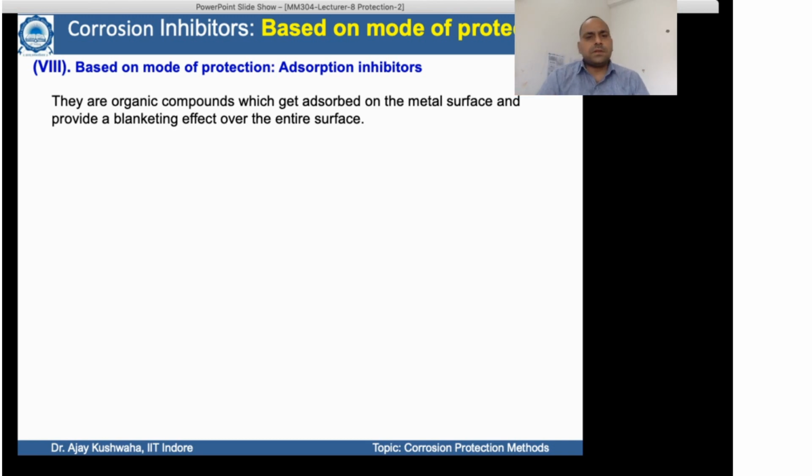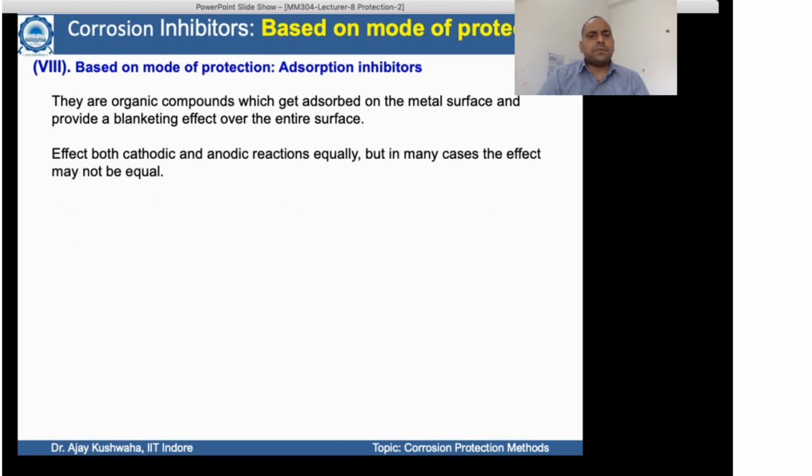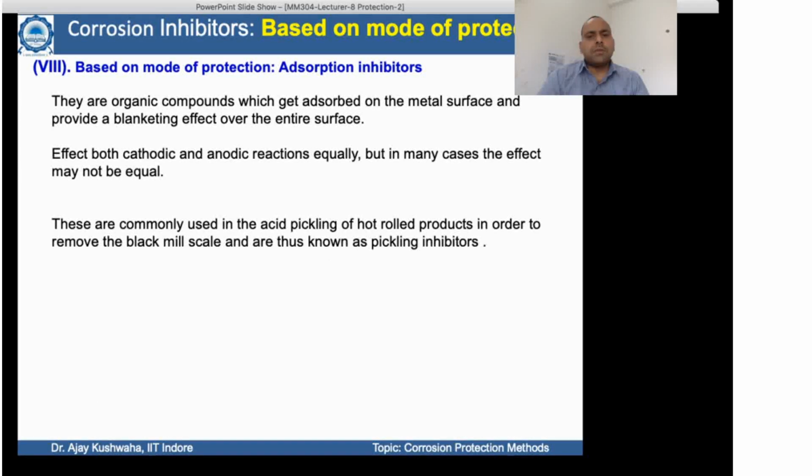So if adsorption inhibitors are there, we can use organic ones again, which are going to adsorb on the surface and then protect the material. They affect both cathodic and anodic reactions equally, but in many cases the effect may not be equal. These are commonly used in acid pickling of hot rolled product in order to remove the black mild scale, and are thus known as pickling inhibitors also.